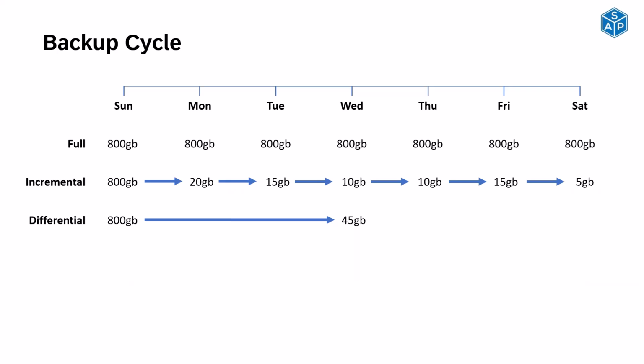Okay, now again, if you go ahead on Thursday, it will back up all the changes which were done since the last full backup. Again, Friday, the changes since the last full backup, and Saturday, the changes since the last full backup. So every day it will back up the changes which were done in the database since the last full backup, not since the last incremental or differential backup, but since the last full backup. So this is the major difference between an incremental and a differential backup.